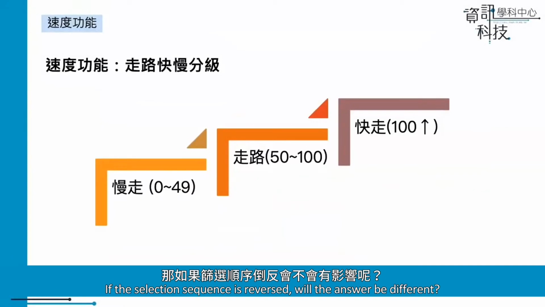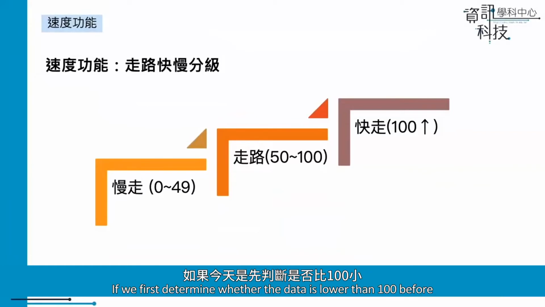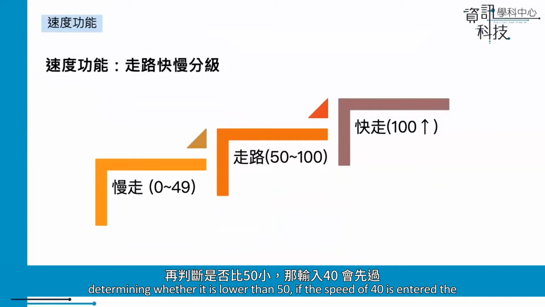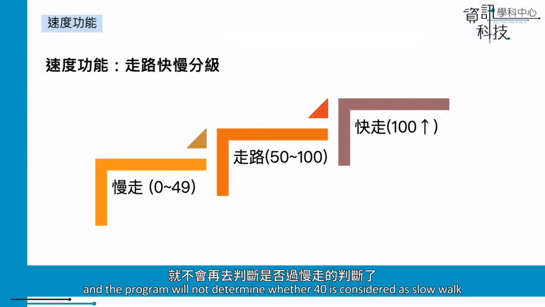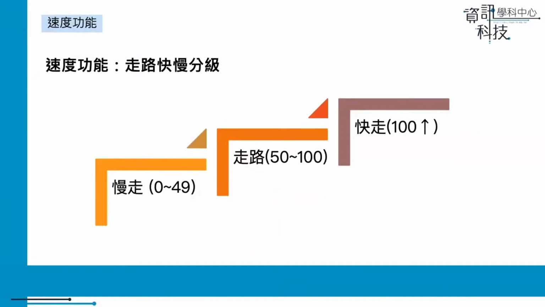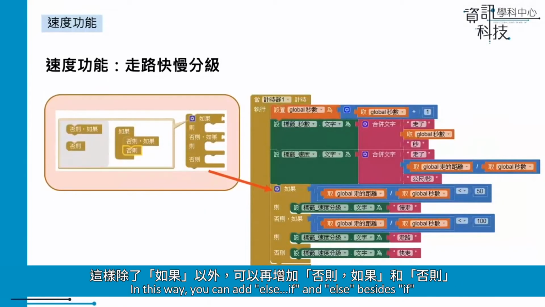If the selection sequence is reversed, will the answer be different? The answer is yes. If we first determine whether the data is lower than 100 before determining whether it is lower than 50, if the speed of 40 is entered, the "is the speed lower than 100" route or normal walk will be taken, and the program will not determine whether 40 is considered a slow walk. If multiple selection structures are needed, click on the gear to add new blocks. In this way, you can add else if and else besides if.